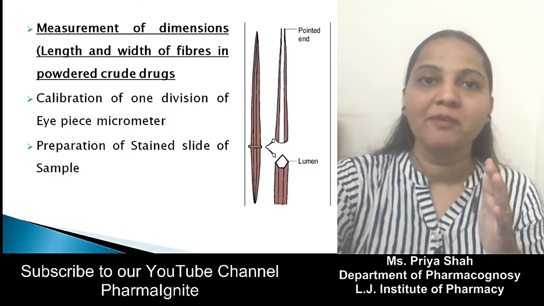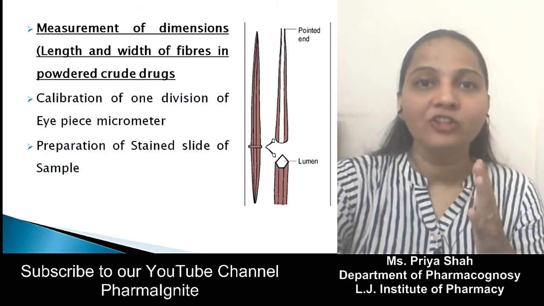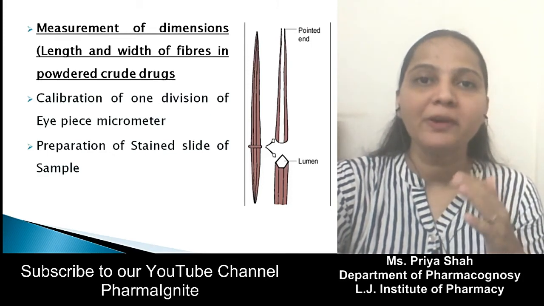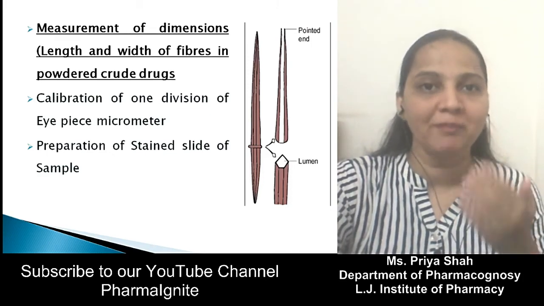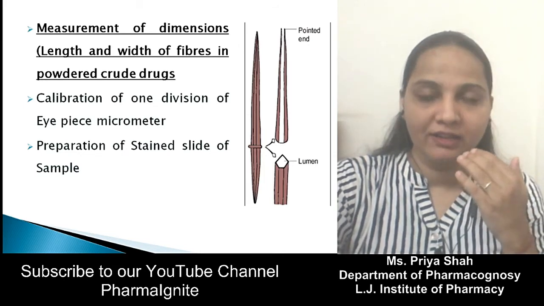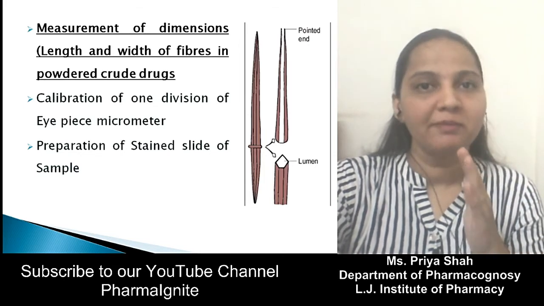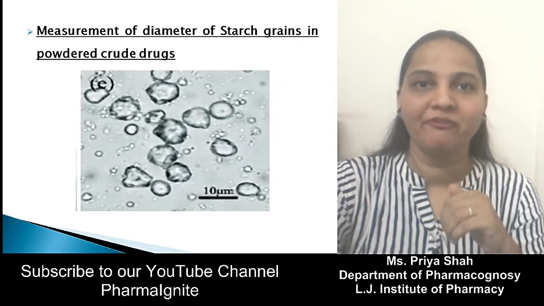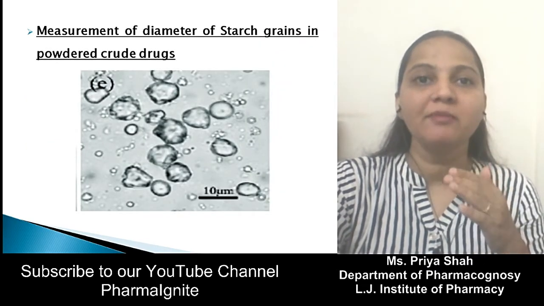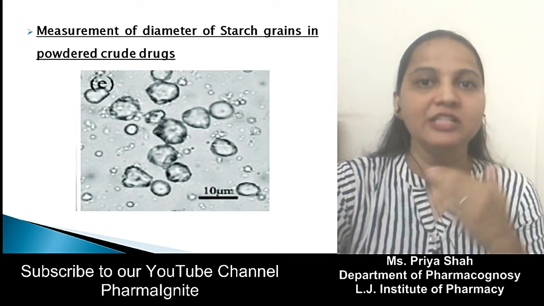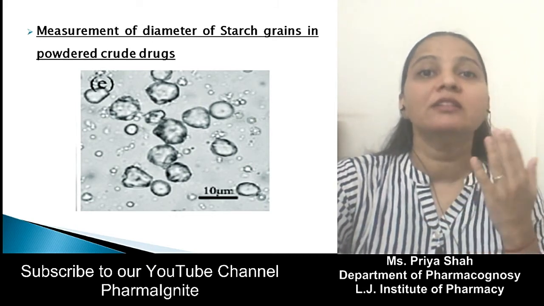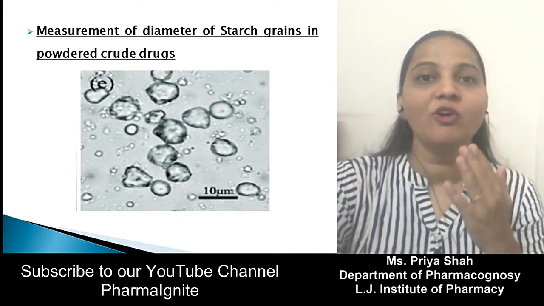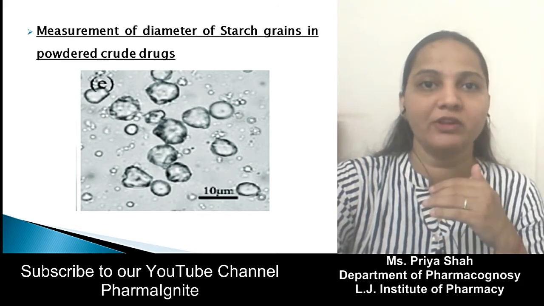Next is measurement of the length and width of phloem fibers. Phloem fibers are important characters of the bark. By eyepiece micrometer you can measure the length and width of the phloem fibers. Then next is measurement of the diameter of starch grains using an eyepiece micrometer. This is a very important character for the determination of crude powder.